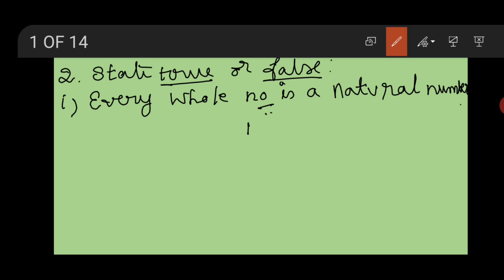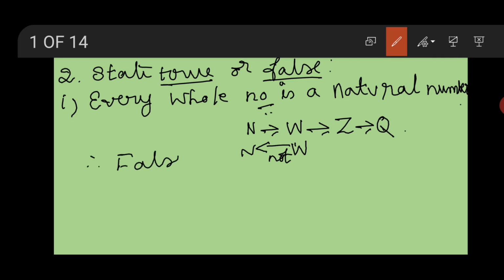Every whole number, we wrote just now. What is that? All natural numbers are whole numbers, all whole numbers are integers, and all integers are rational numbers. Remember this, and not vice versa. So here, every whole number is a natural number. Is it true? No, so this is a false statement. Therefore, the answer is false.